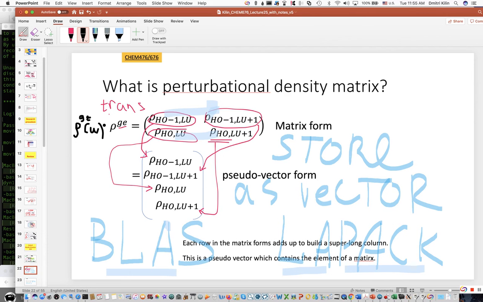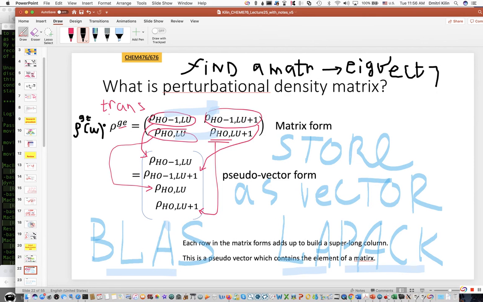In the next chapter that we are about to start, the unknown vector will not be the wave function. It will be the density, the transition density matrix saved in the form of a vector. And our practical goal is to find such a matrix. By finding eigenvectors of that matrix, we will obtain this transition density. I'll write it down. Find a matrix so that eigenvectors will give transition densities.